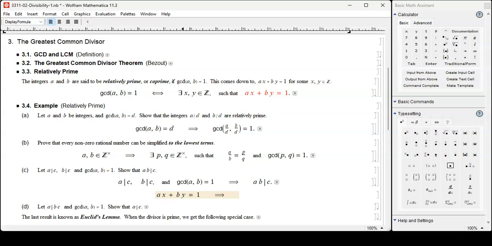What do you have to do? Got it? Got the idea? Stop the playback and try. Okay, time is up. Here's my hint. A times x times c plus b times y times c is equal to c. That should help.